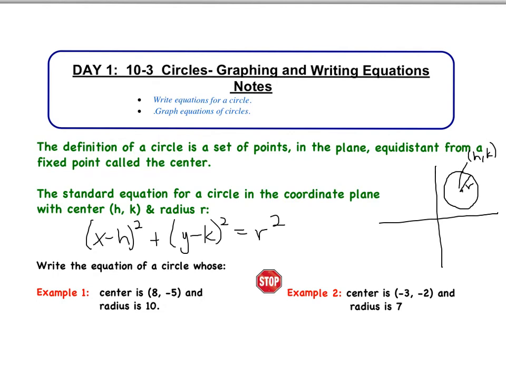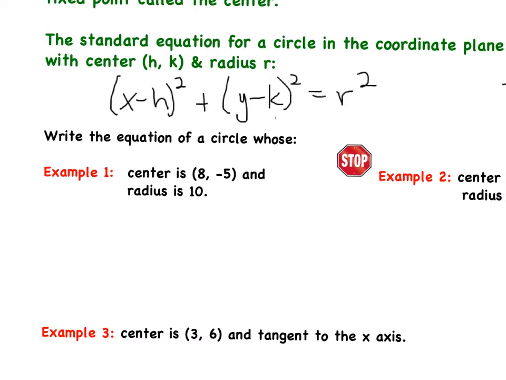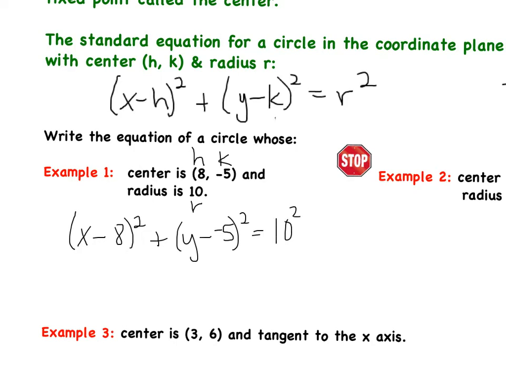Now we're going to be using that formula to write the equation of a circle. So here's example 1. Our center is (8, negative 5), and the radius is 10. So h is 8, k is negative 5, and r is 10. So we plug those into our formula. We get (x minus 8) squared plus (y minus negative 5) squared equals 10 squared.